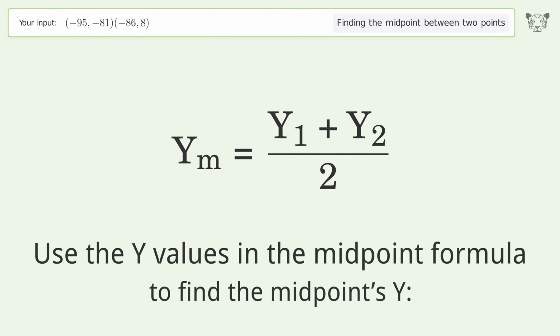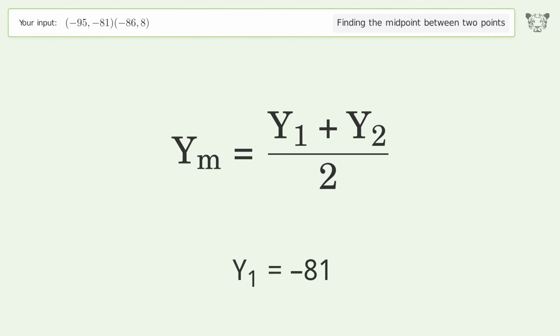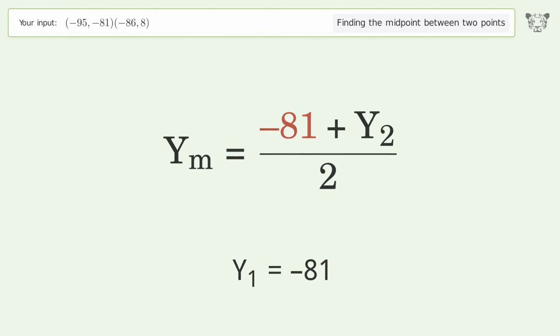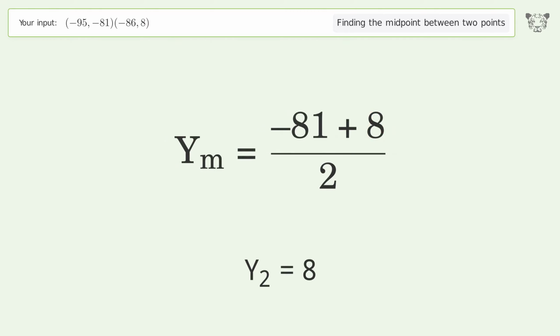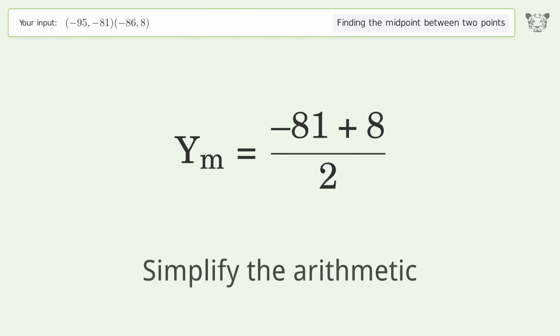Use the y values in the midpoint formula to find the midpoint's y. y1 equals negative 81. y2 equals 8. Simplify the arithmetic.